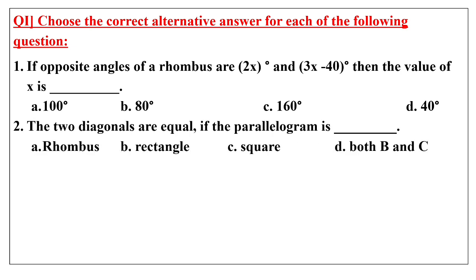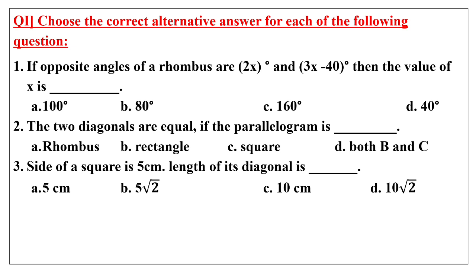The second one is given. The two diagonals are equal if the parallelogram is dash. Two diagonals are equal when the given figure is a rectangle or a square. So here the options are given: rhombus, rectangle, square, and the D option is given both B and C. So here our answer is what? Rectangle and square both, and both the options are B and C. So the answer will be both B and C.